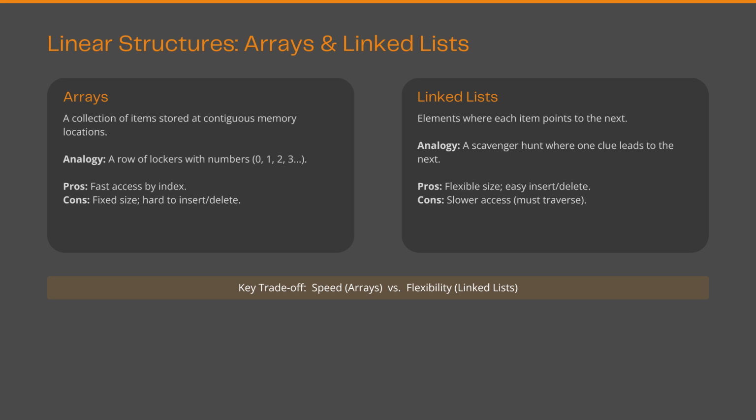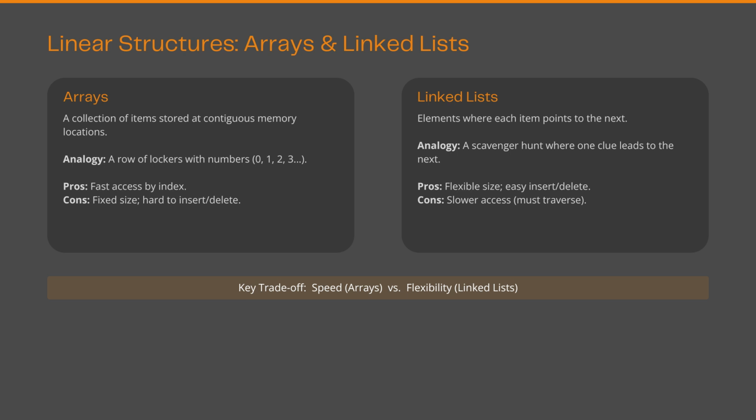Now consider a linked list. This is like a scavenger hunt. You find the first clue, and it tells you to go to the park. At the park, the next clue tells you to go to the library. The items aren't next to each other in the computer's memory, but they know who is next in line. Linked lists are great because you can easily add new clues or items anywhere without moving everyone else. However, searching for the 10th clue takes time because you have to read clues 1 through 9 first. Can you see the trade-off? Speed versus flexibility. This is a common theme in IT.